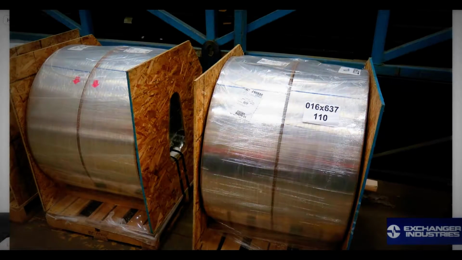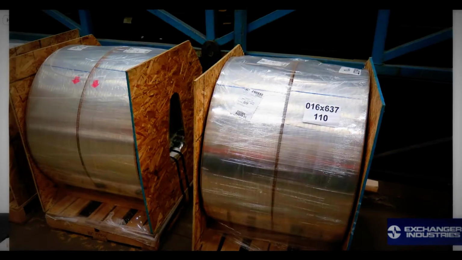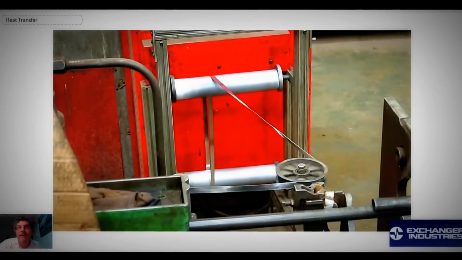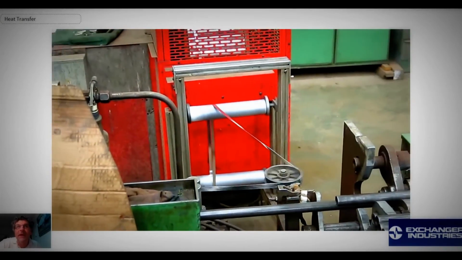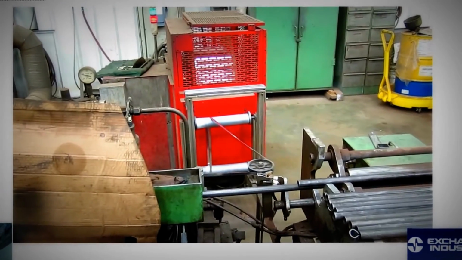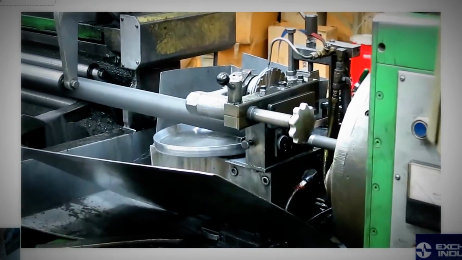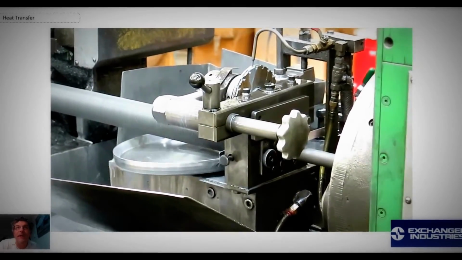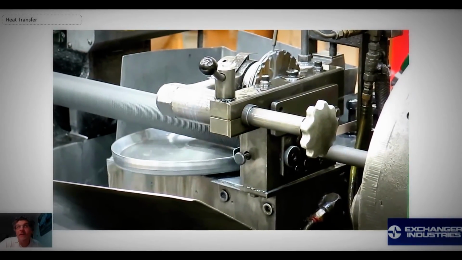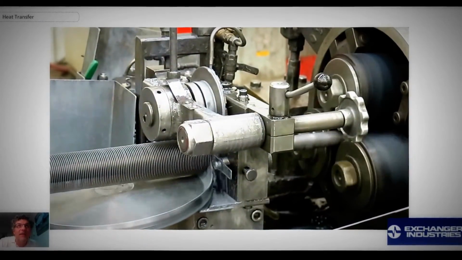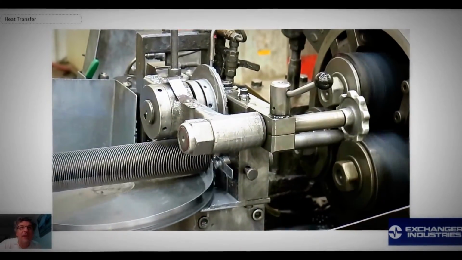This is what fins look like before they're put on the tubes. They come in big rolls. They're unrolled, and there you can see the fin coming out. And it is fed into a machine. You can see the tube spinning in the foreground there. The fin comes in, and then it is wrapped around the tube. And so that's the process of putting fins on tubes. And there you can see the tube coming out that has the fins on it.